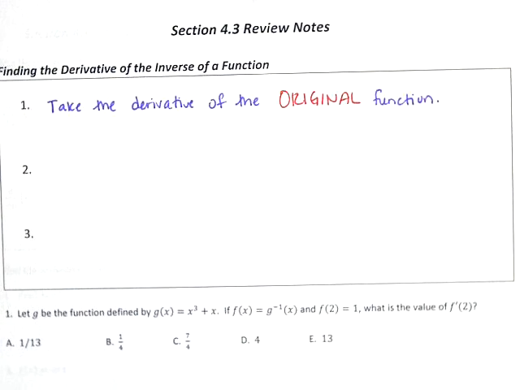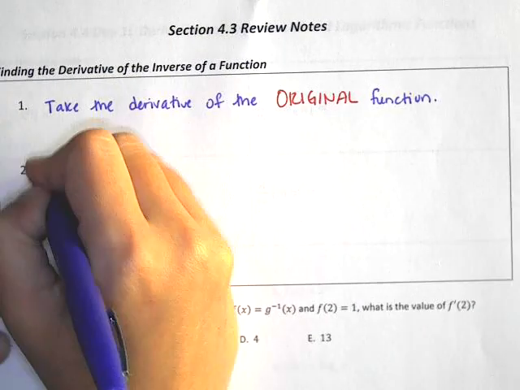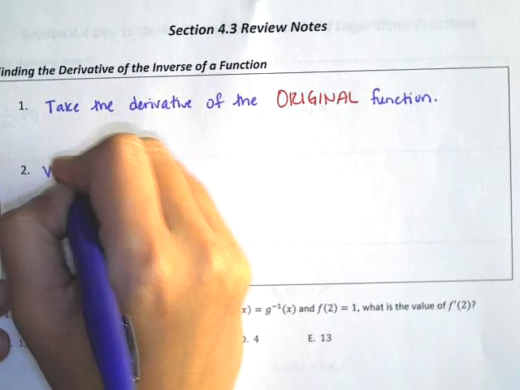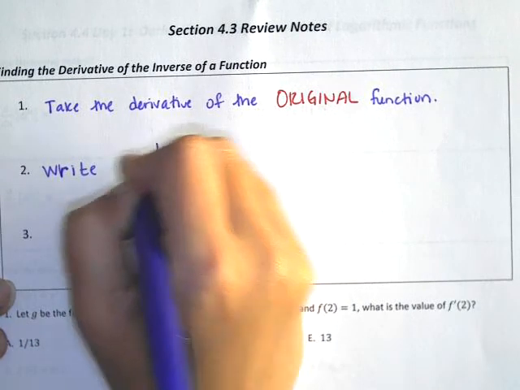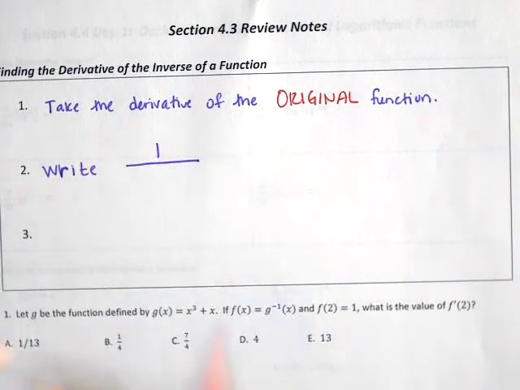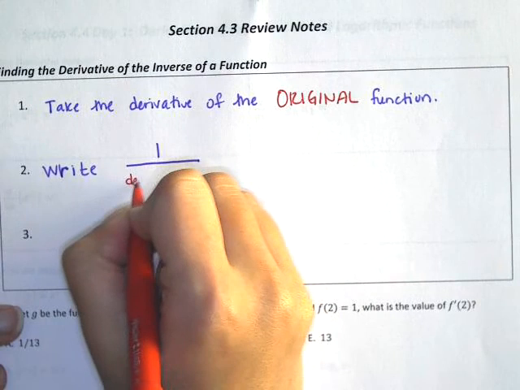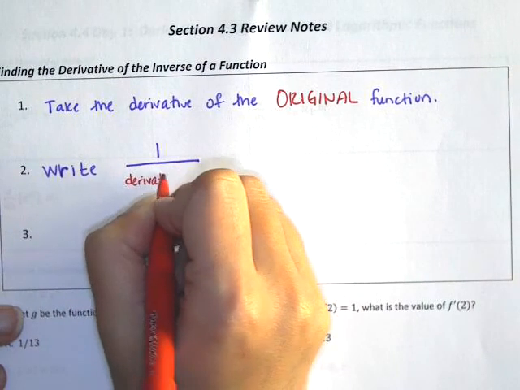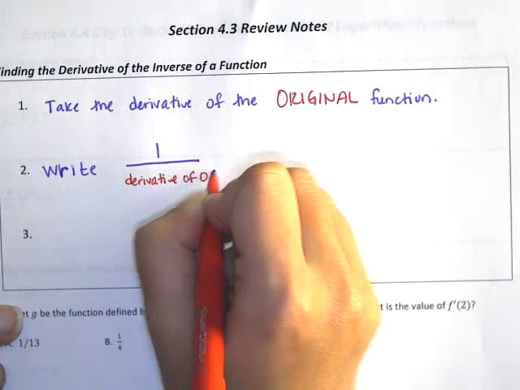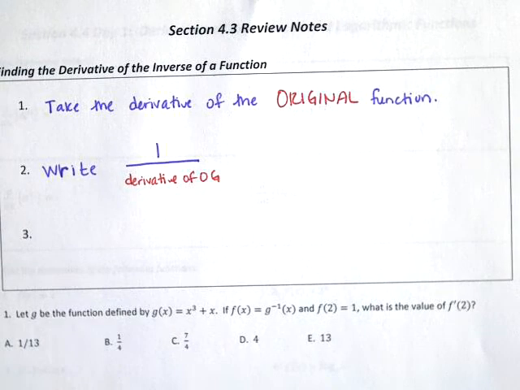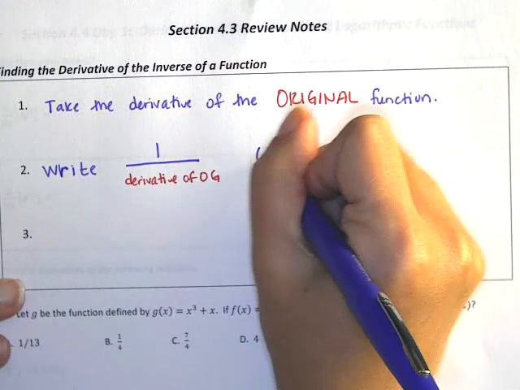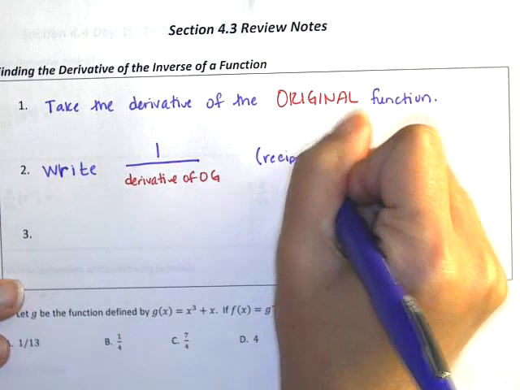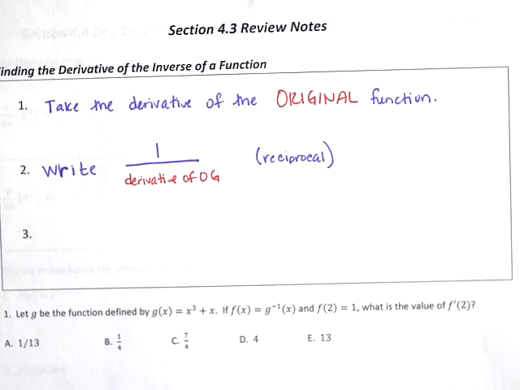After you have the derivative of the original function, you're going to write 1 divided by the derivative of the original. Now, we also have a name for this. We call this the reciprocal of the original function's derivative. Last but not least, you need to do two things.